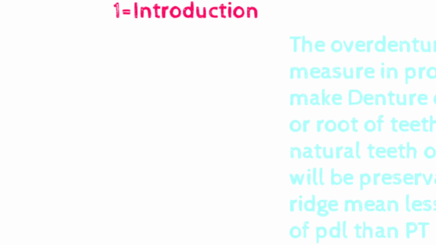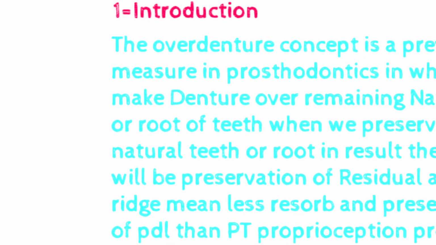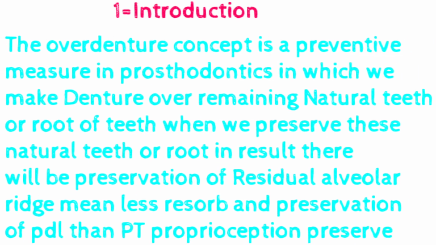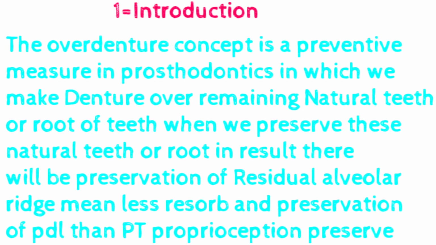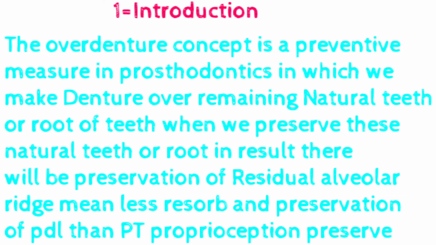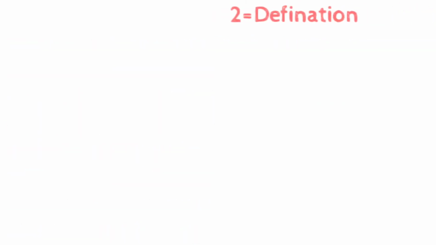Now overdenture, over means above denture. The overdenture we give on the remaining natural teeth, roots, or implants. The overdenture concept is a preventive measure in prosthodontics in which we make the denture on the remaining natural teeth. As a result, when teeth remain preserved, the residual ridge remains preserved, and the PDL remains preserved. As a result, the proprioceptive receptors in the PDL remain preserved, meaning preservation of proprioception and of the residual ridge of the patient. Now come to the definition.